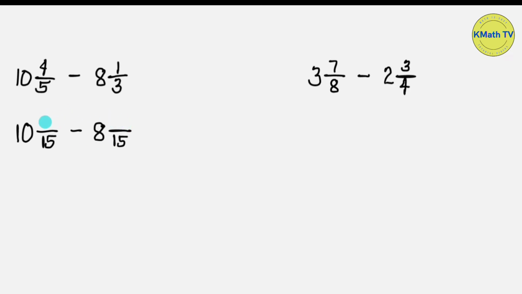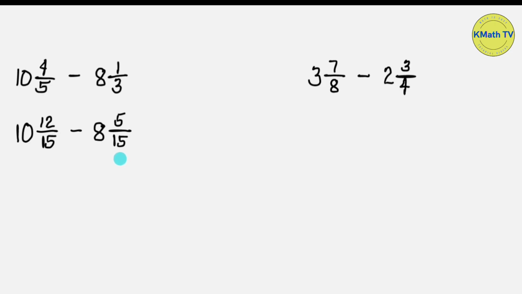Okay, for the minuend, let's divide 15 divided by 5 equals 3. 3 times 4 equals 12. The numerator of the minuend is 12. For the subtrahend, let's divide 15 divided by 3 equals 5. 5 times 1 equals 5. The numerator of the subtrahend is 5.